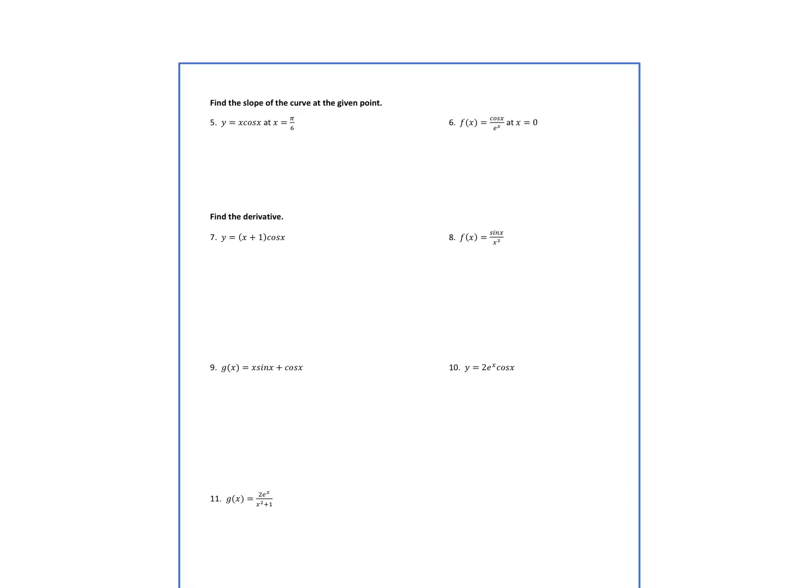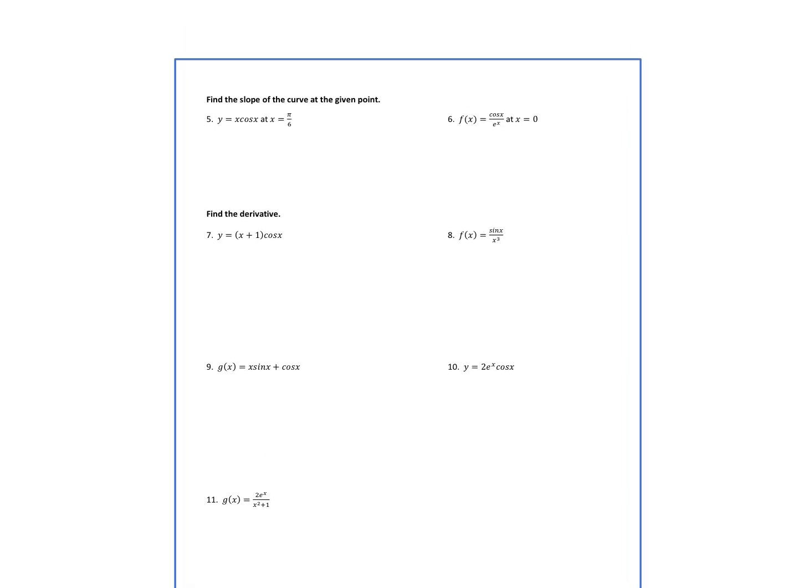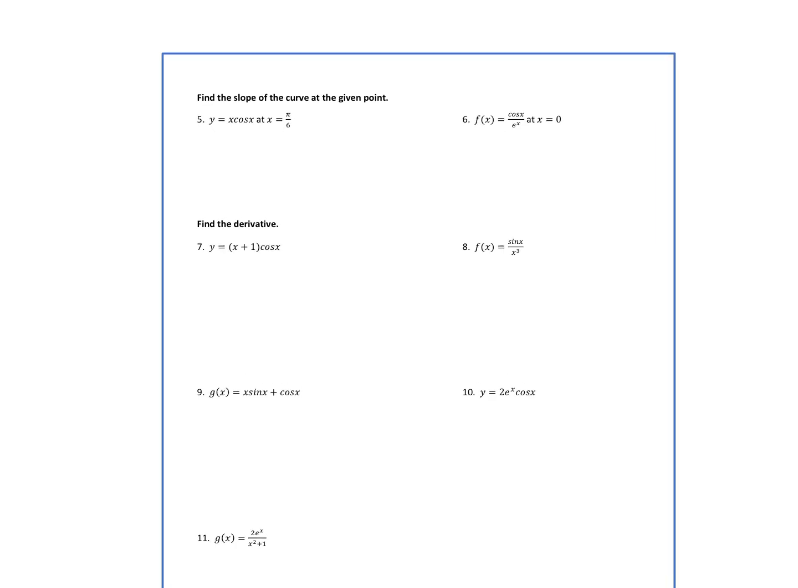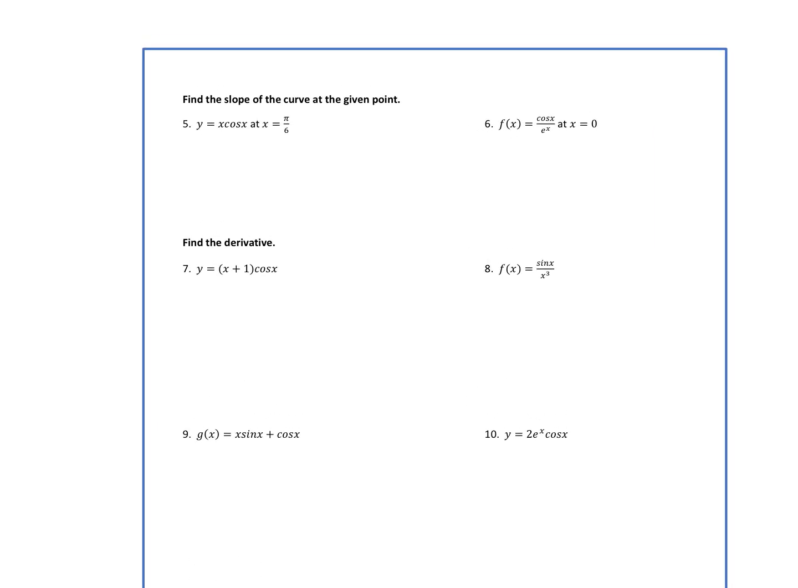Find the slope of the curve at the given point. That's another way to say find the derivative. This is a product rule. First times derivative of the second plus the second times derivative of the first, which is just 1. I'm not even going to write it. We've got negative pi over 6 times sine of pi over 6 plus cosine of pi over 6. We're doing this at pi over 6.